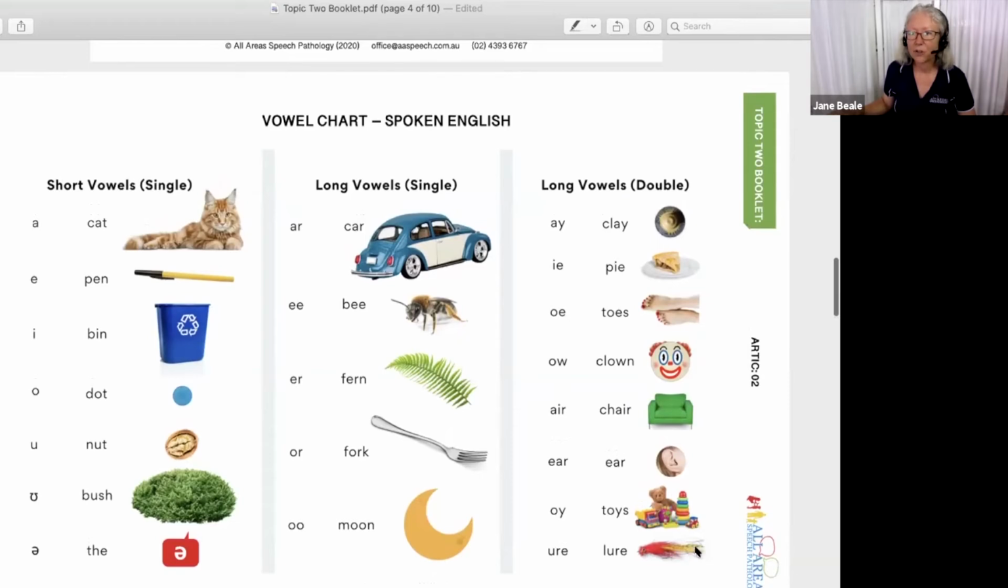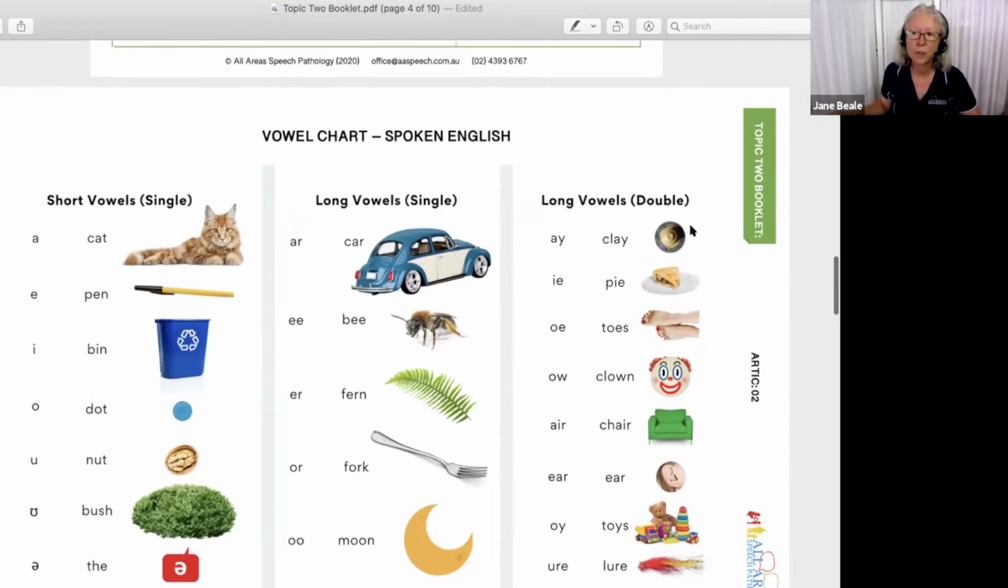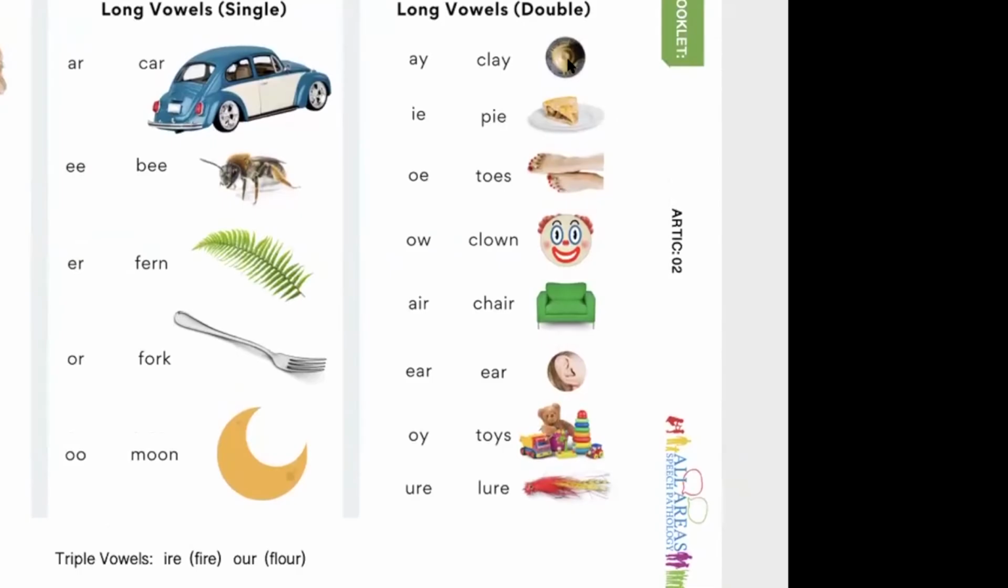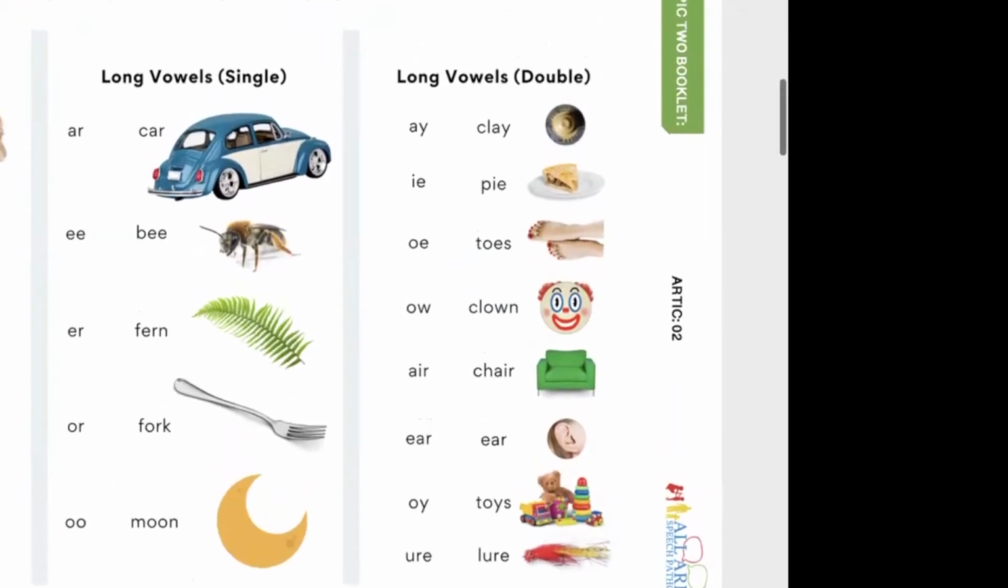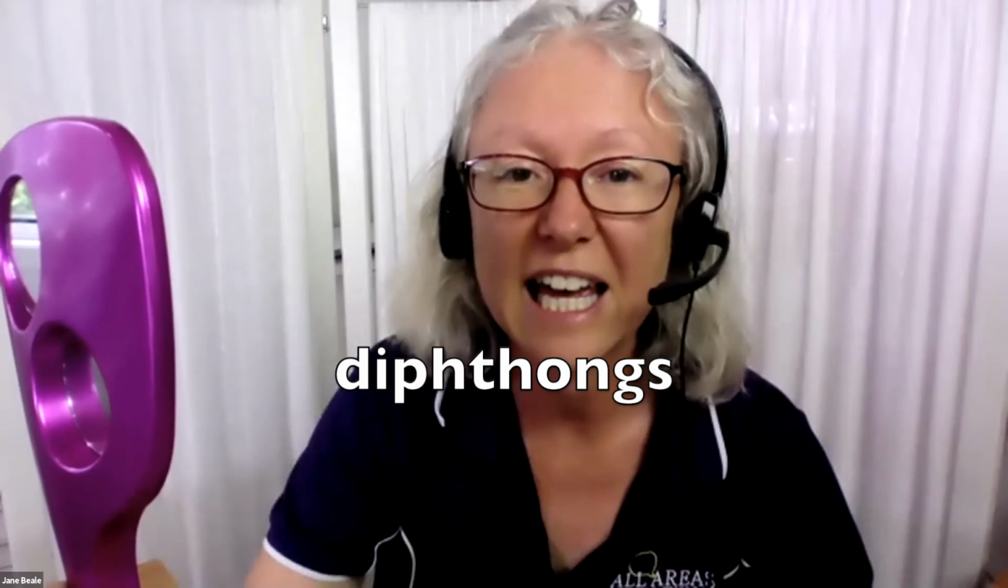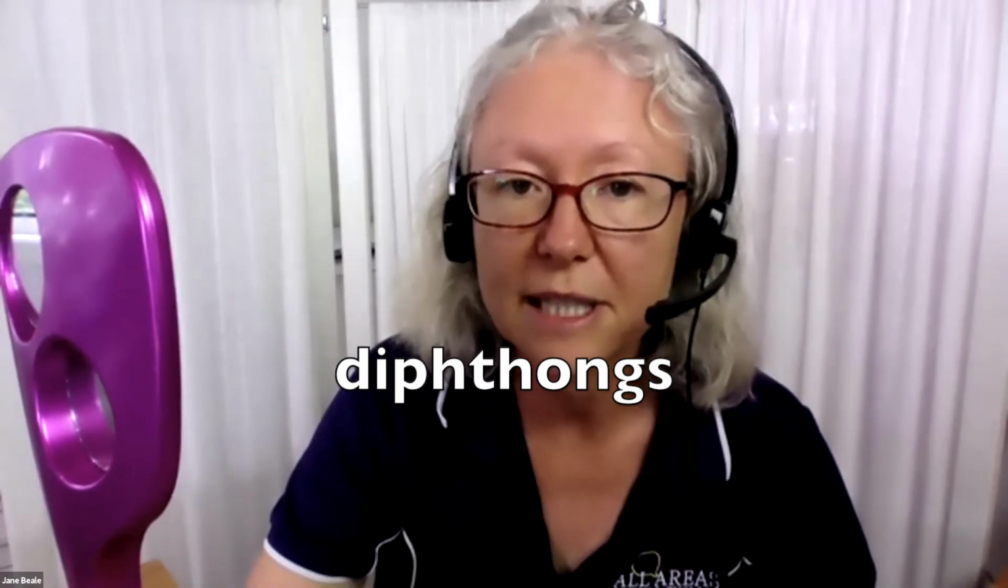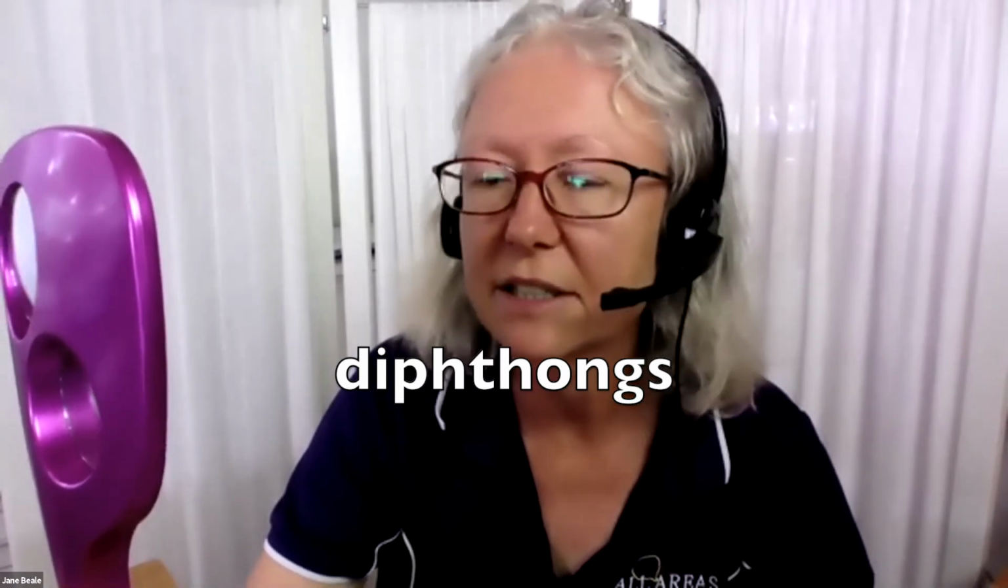I'll be putting this video up tomorrow so you can come back and watch if you've missed any of it. Let's do those words one more time. Just say them naturally. Clay, pie, toes, clown, chair, ear, toys, lure. And now I'll stop the video and see if you can think about the fact that these are double, so they're called diphthongs. Some of you might have heard that, diphthongs. I'll write those words up in a minute. You don't have to remember that, that's like an extra bit.